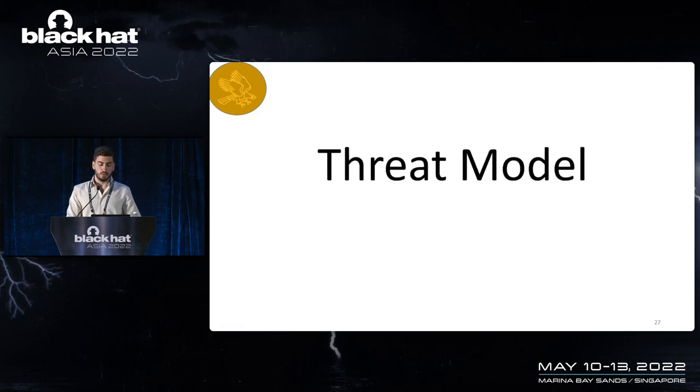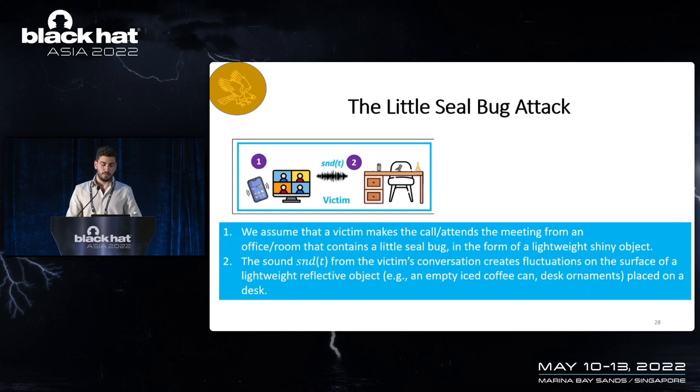So that's it with the related work, and let's move to the Little Seal Bug threat model. First of all, in the Little Seal Bug threat model, we assume that the victim makes a call or attends a meeting from an office or a room that contains a Little Seal Bug in the form of a lightweight shiny object. Second, we assume that the sound from the victim's conversation hits the surface of the object and creates fluctuations on it. And the object is a lightweight shiny object that is placed on the desk in the room.